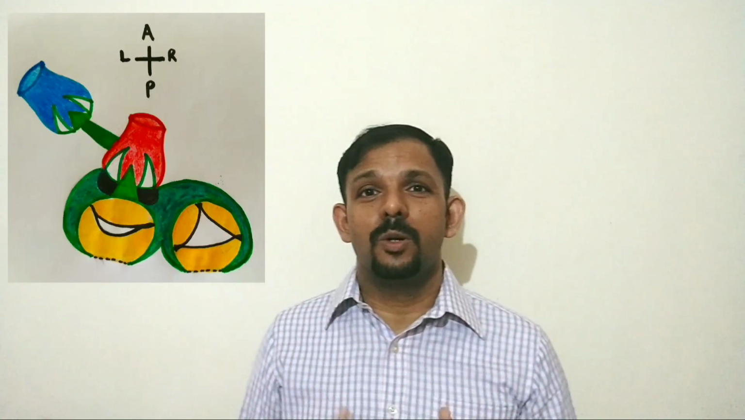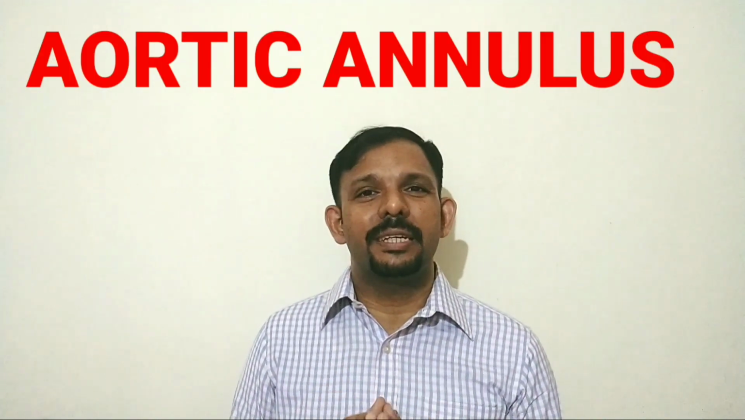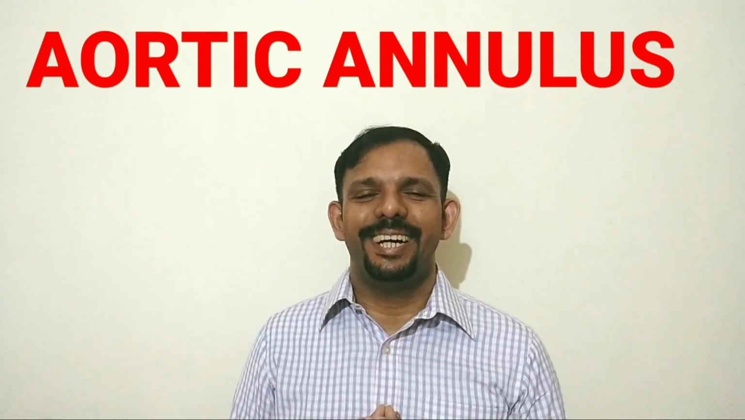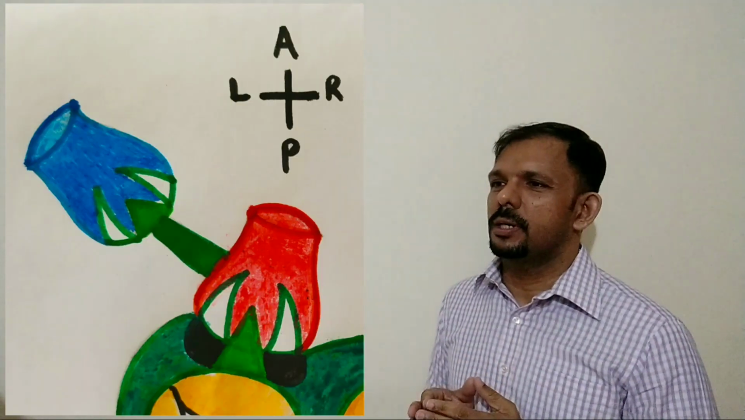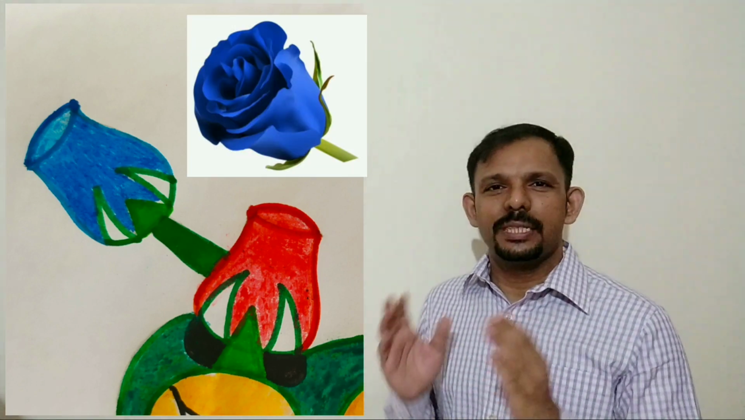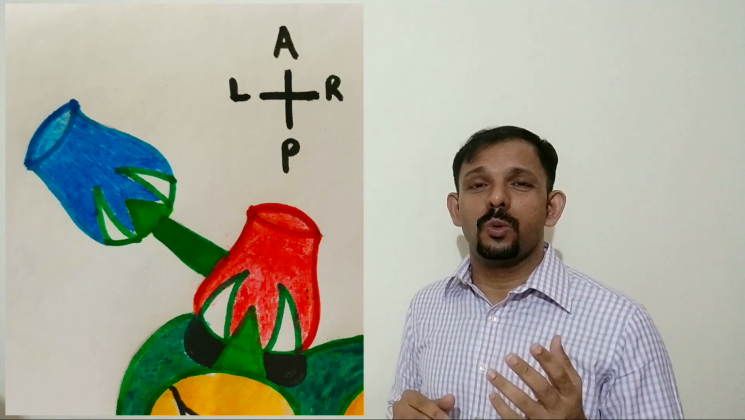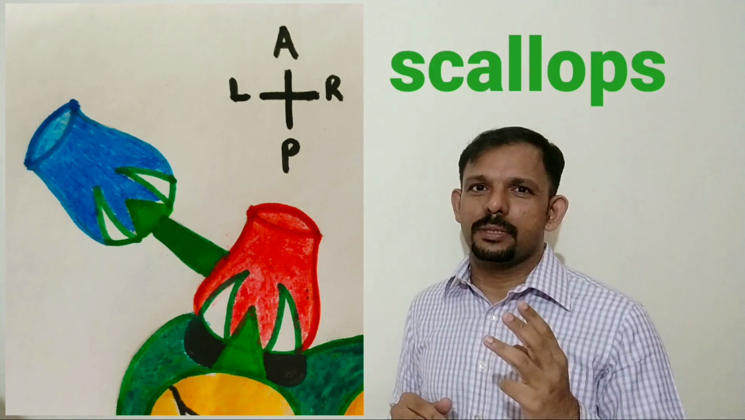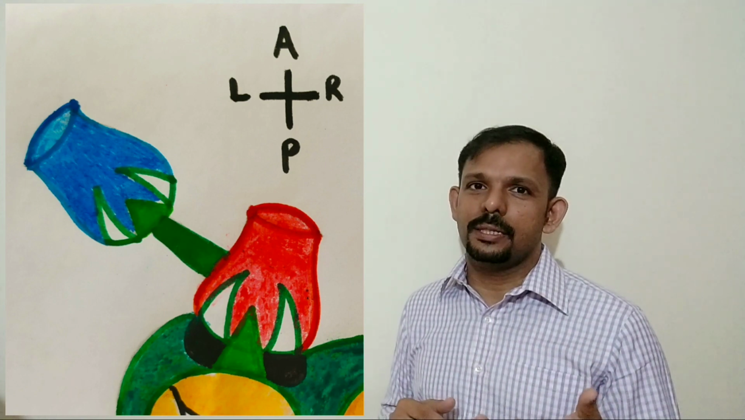So this, in short, we could say are the components of the aortic annulus of a 3D model of the skeleton of the heart. Now let us come to the next component, that is the pulmonary annulus. So again, if you look at the diagram over here, you can see the pulmonary annulus, for the purpose of depiction only, is shown as a blue rose over here. Just like in the case of the aortic annulus, the pulmonary annulus also has 3 scallops. In this case, however, it is 1 on the posterior aspect and 2 on the anterior.